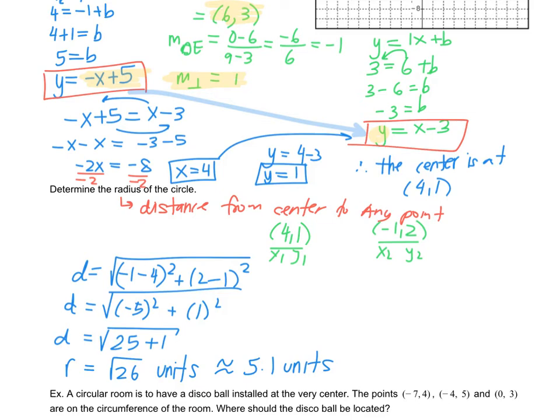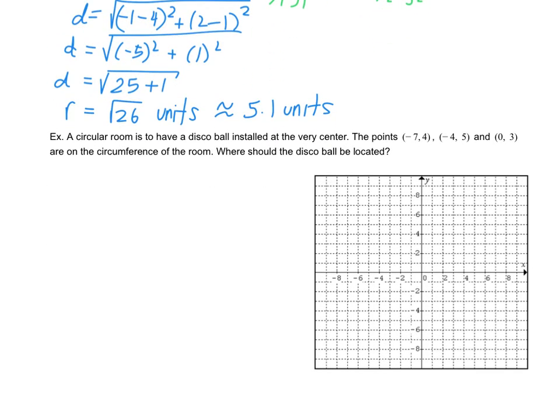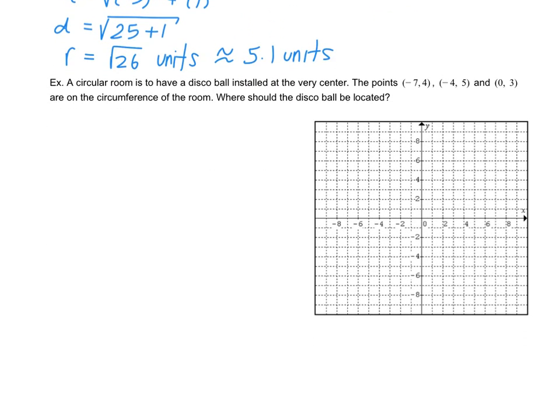Okay, let's go to our next one. A circular room is to have a disco ball installed at the very center. The points -7,4, -4,5, and 0,3 are on the circumference of the room. Where should the disco ball be located? So we want the center of the circle with those 3 points on the circumference.